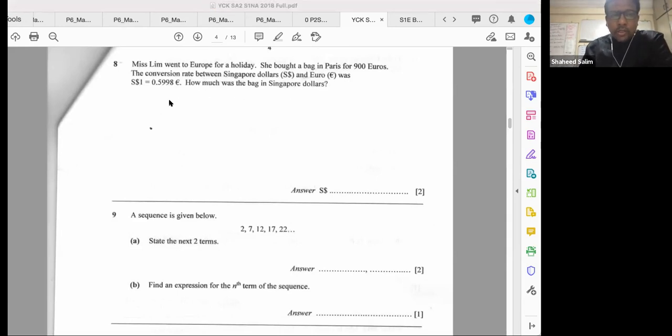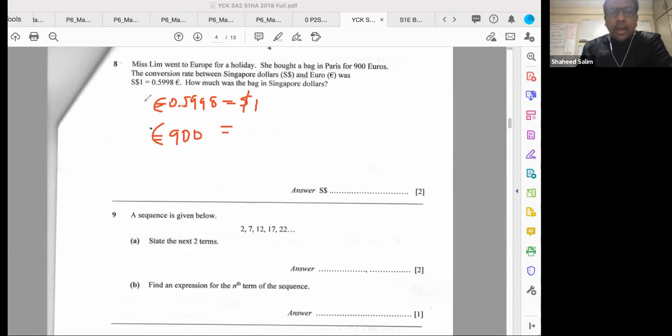So now, 0.5998 euros. Okay, like that. Euros normally is like that, right? Is equals to 1 Singapore dollar. Now they want to find how much? They want to find 900. So you write it down like that. Okay, Sophia, Zahira, Rayhana, and all those who don't answer. Now you write 900 like that.